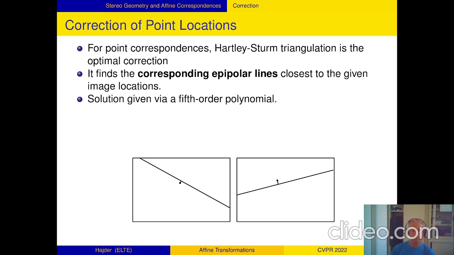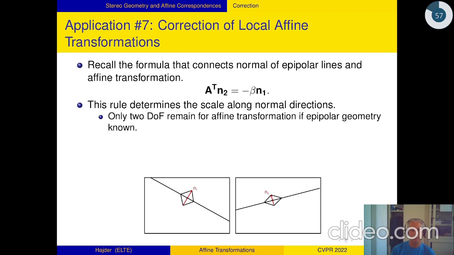and the point locations are projected to those lines, and then the projected coordinates are the corrected coordinates. Then the triangulation algorithm can retrieve the spatial point as well, and in that case the spatial projective rays intersect each other in space. Okay, this is the Hartley-Sturm triangulation. A technical detail is that the solution is given by a fifth order polynomial, but the same algorithm can be applied to correct the affine transformations.